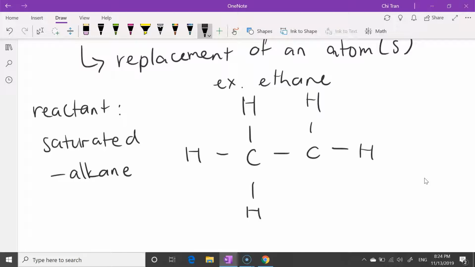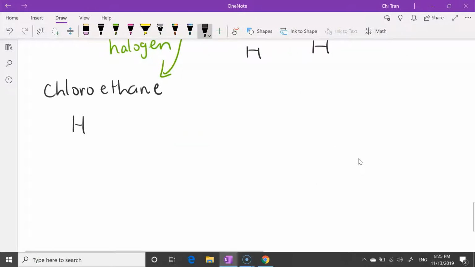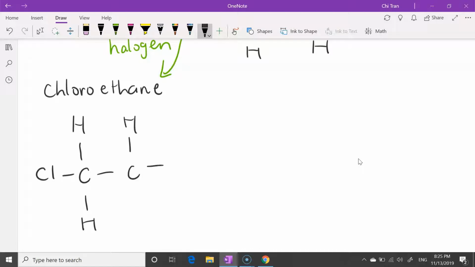And so in this example, let's use ethane. And so one of the hydrogens will be replaced. Let's say the hydrogen is replaced by a halogen. And so in this example, let's use chlorine. And once it's replaced, it will create a chloroethane.